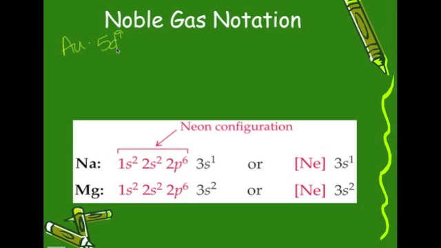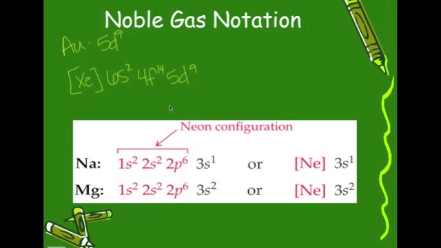So since gold is on row 6, we're going to be looking for the noble gas at the end of row 5, which is xenon. So you would just write xenon, and it takes care of all the stuff before that, and you just pick up after xenon. So what's after xenon? 6s. So you would do 6s2, and then after 6s is 4f14, and then you're 5d, so 5d9.